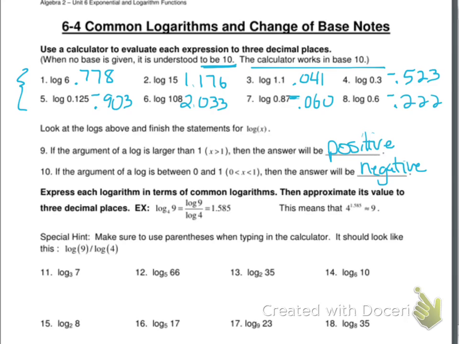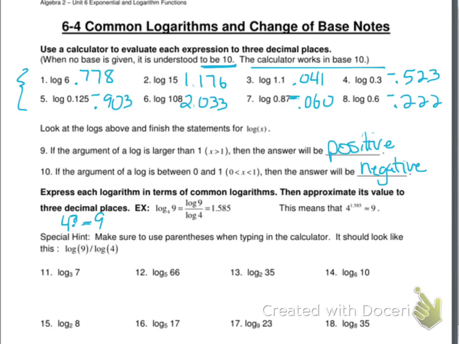So what the question is asking us is 4 to some power equals 9. But we don't know what that power is. We just want to know that 4 to some kind of power equals 9. So in our calculator, we can type log 9 divided by log 4. And we get this decimal answer of 1.585.